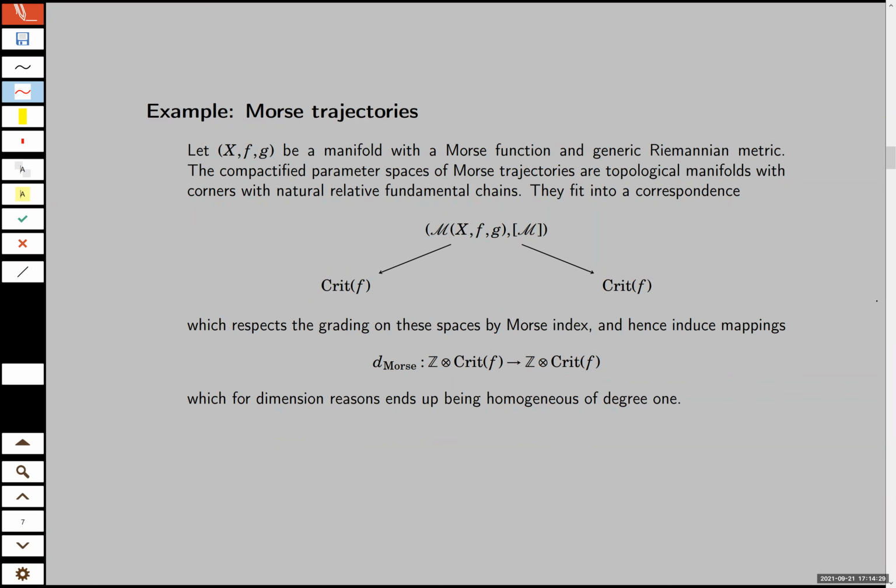So these are just all the, I'm not splitting them up by indices at this point. It's just the space of all strings of gradient flow lines for the gradient of f with respect to the Riemannian metric G. I've called these things parameter spaces because it's not traditional to formulate them in a way that an algebraic geometer would consider a moduli space.